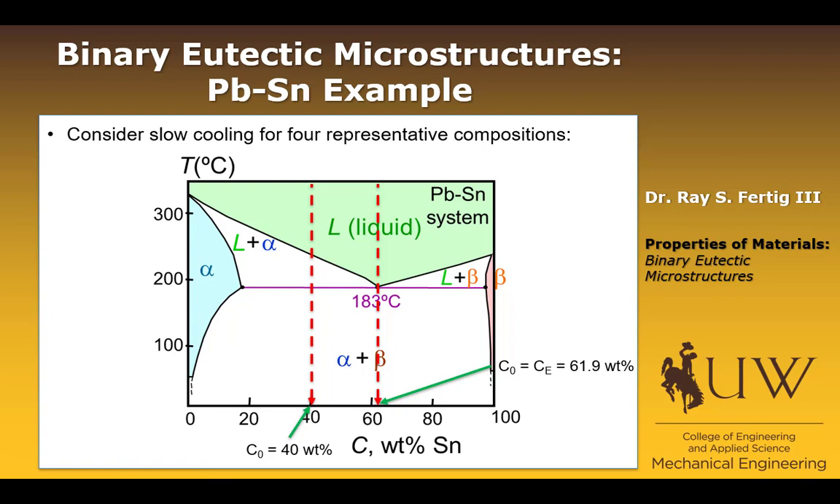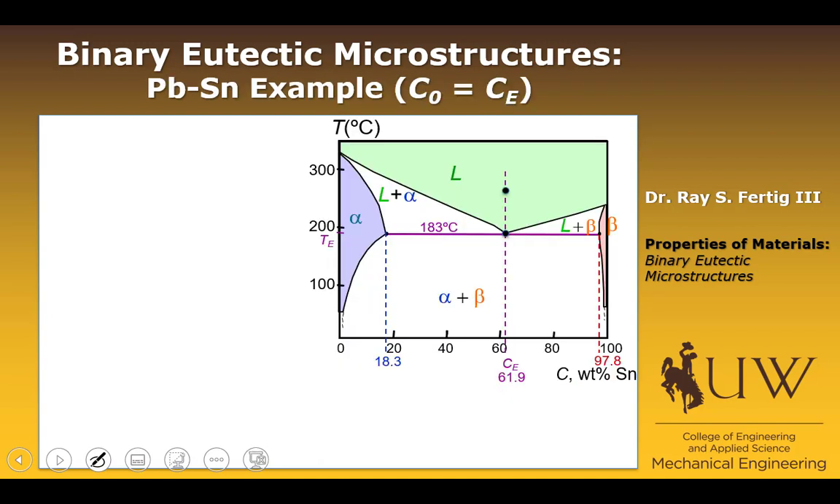We're going to look at two a little bit more interesting cases now. One where we have the system composition the same as the eutectic composition, and that would be 61.9 weight percent tin, and then one in the case where we have a composition of 40 weight percent tin. So we're going to start off looking at the system composition that equals the eutectic composition, so that's 61.9 weight percent. We're going to consider the easy case first, which is this location here in the liquid regime.